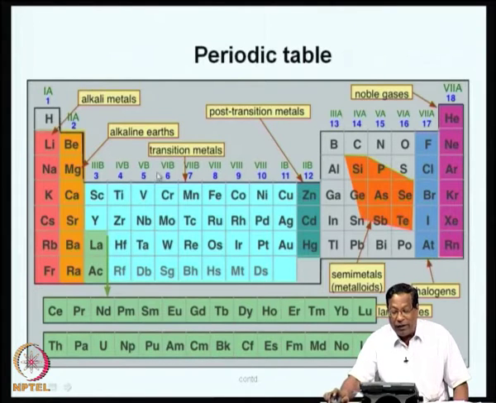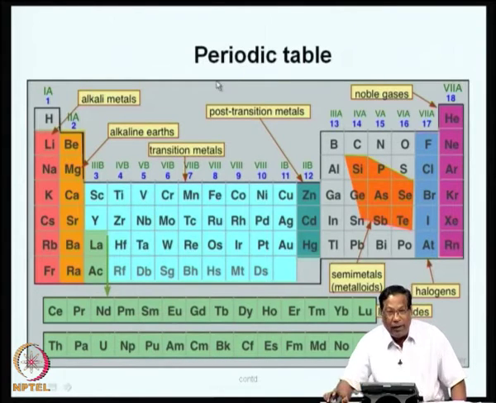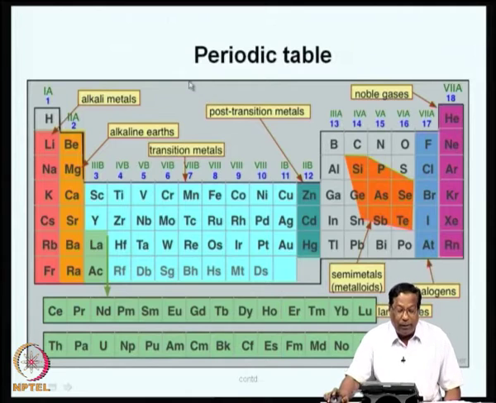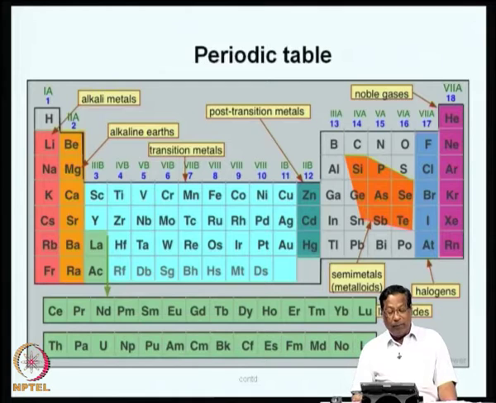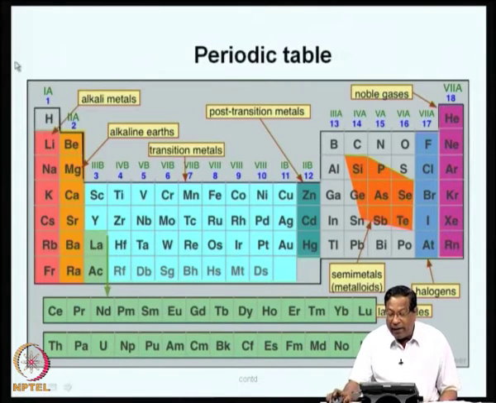If you arrange all this in a proper order as described by Professor Mendeleev, we have the periodic table, and this periodic table is a summation of all the elements that we know on the earth, and this is the best way of representation.